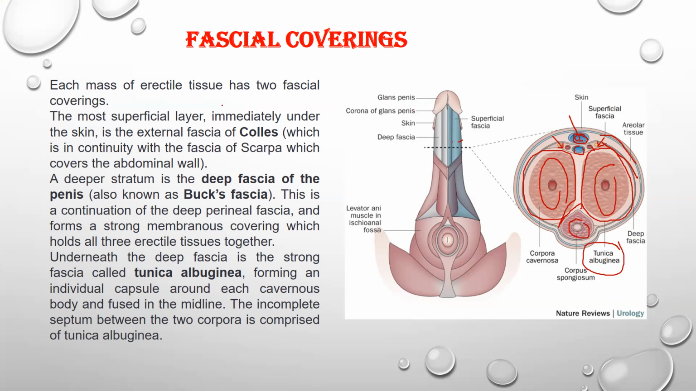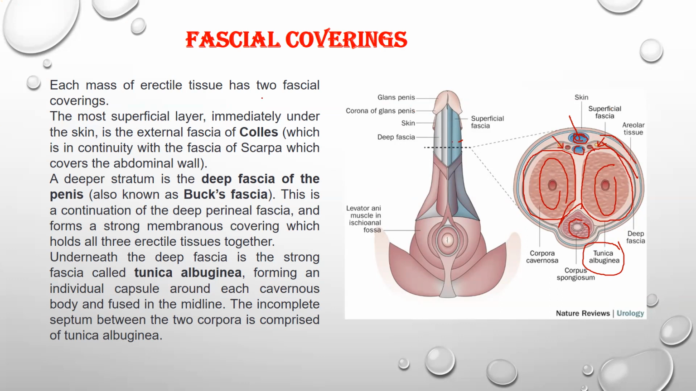Each mass of erectile tissue has two fascial coverings, the most superficial layer immediately under the skin. Now you feel the skin, and under the skin, why do we have to understand this penile structure, why is it important? Look, we are not people who are going to do rehab of the penis, but at the base of the penile structure we have pelvic floor muscles attached. So it's always important that we have at least a bit of understanding about the penis. That's why I'm covering this.